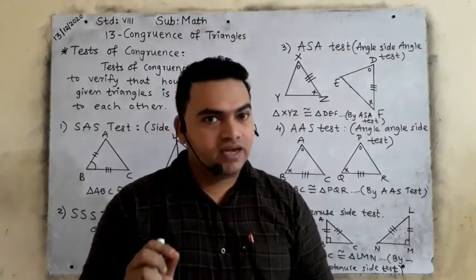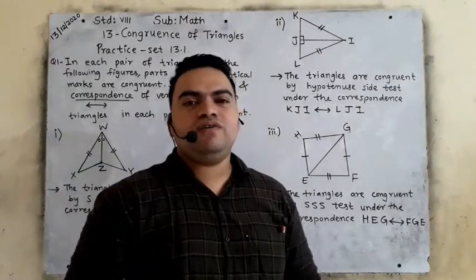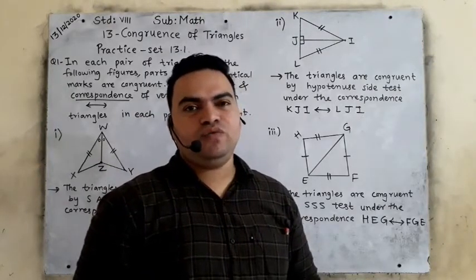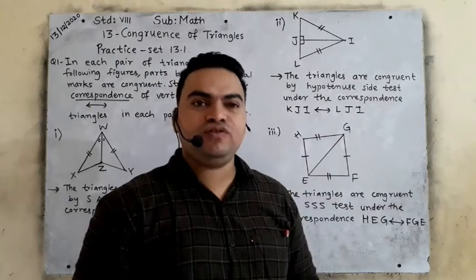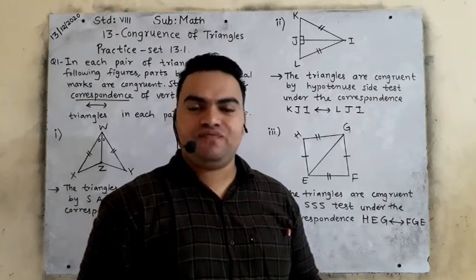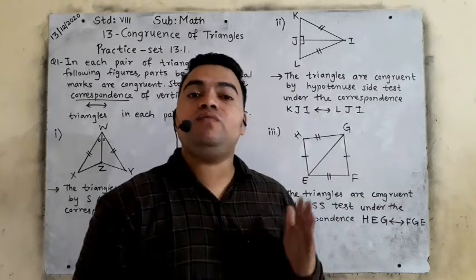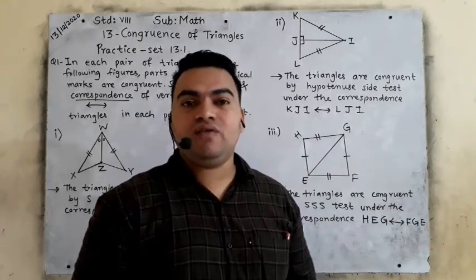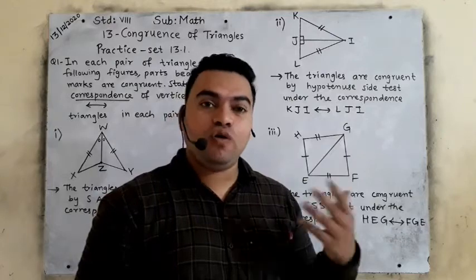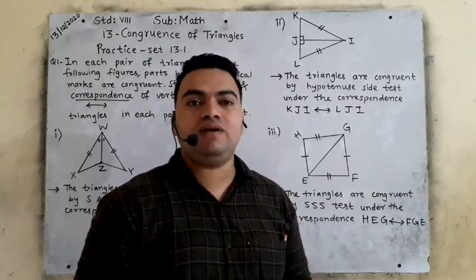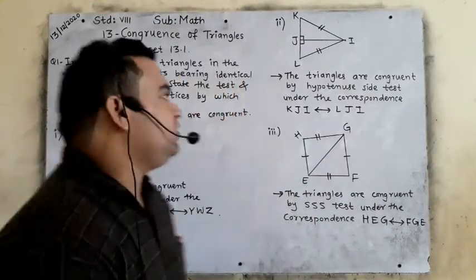identical marks. Okay, so dear students, now we will start practice set 13.1, and it is all about how we have to observe the given pair of triangles and we have to write these two triangles are congruent to each other, but by which test? So just now we have seen the tests. Okay, we will observe the identical marks in the given pair of triangles. Please pay attention. Look at the board.